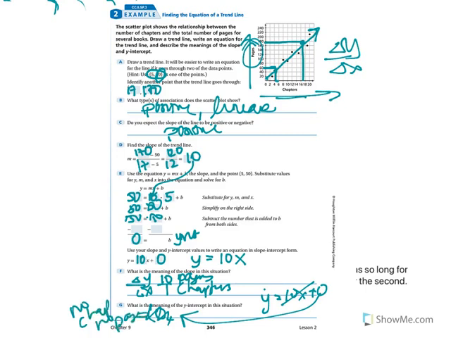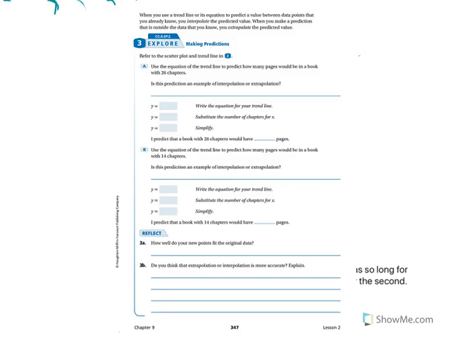Okay. All right, now let's take a look at example 3. When you use a trend line or its equation to predict a value between the data points that you already know, you interpolate the predicted value. When you make a prediction outside that, you extrapolate the predicted value. All right, so here in 3A, use the equation in the trend line to predict how many pages would be in the book with 26 chapters.